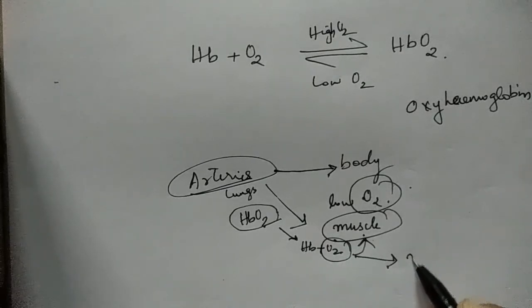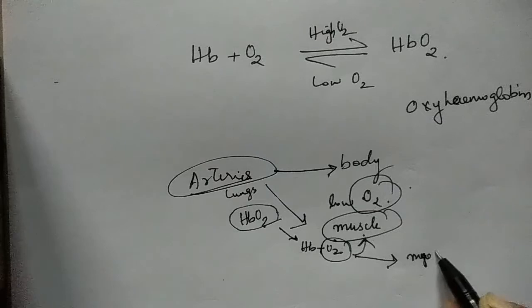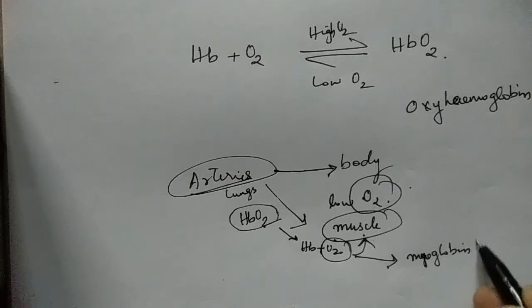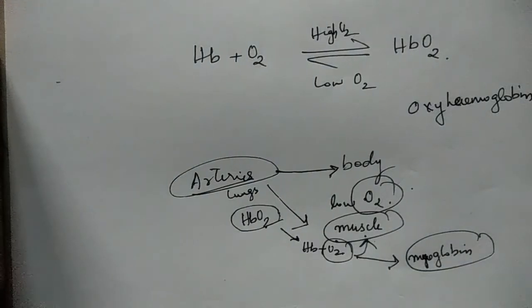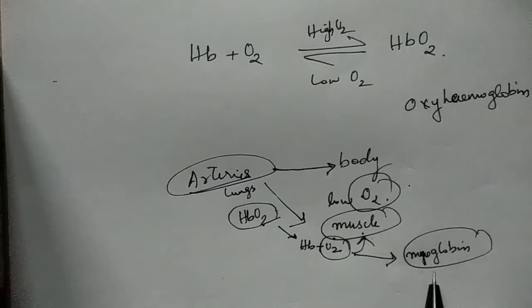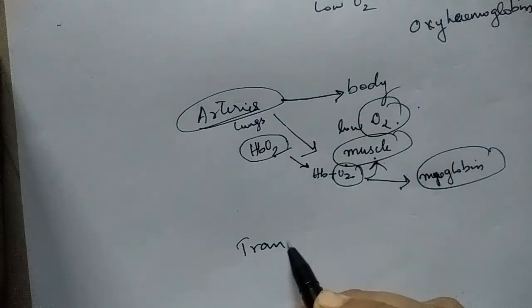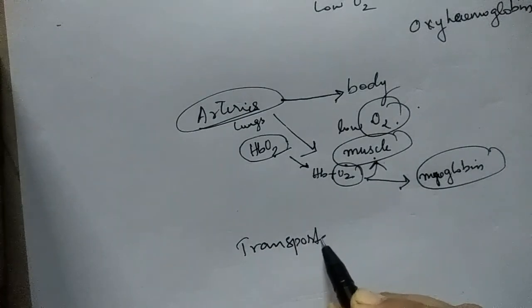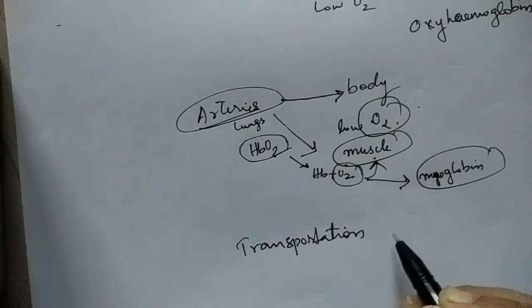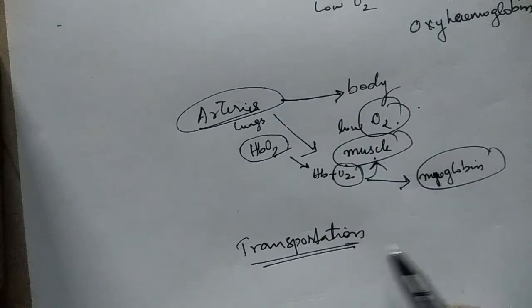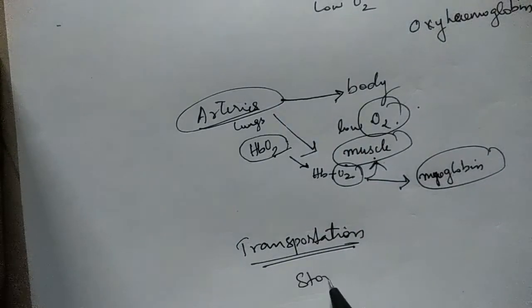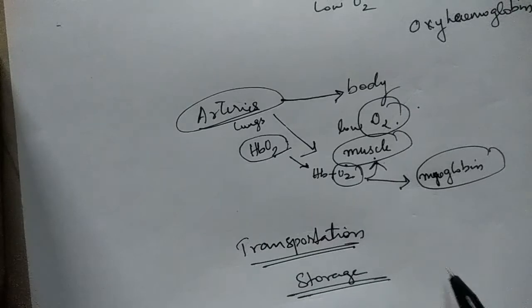This released oxygen will be stored in myoglobin. Myoglobin is also similar to hemoglobin. The purpose of myoglobin is to store oxygen, whereas the purpose of hemoglobin is to transport oxygen. The main difference between myoglobin and hemoglobin is that hemoglobin does the transportation of oxygen, whereas myoglobin does the storage of oxygen.